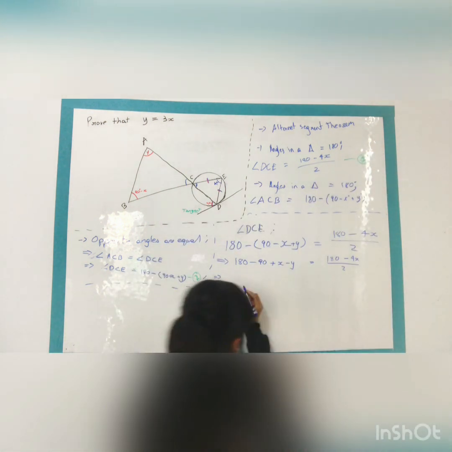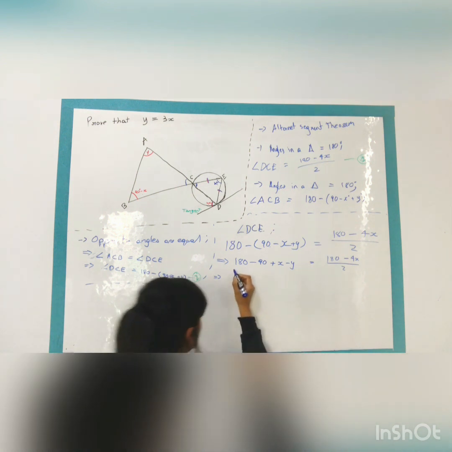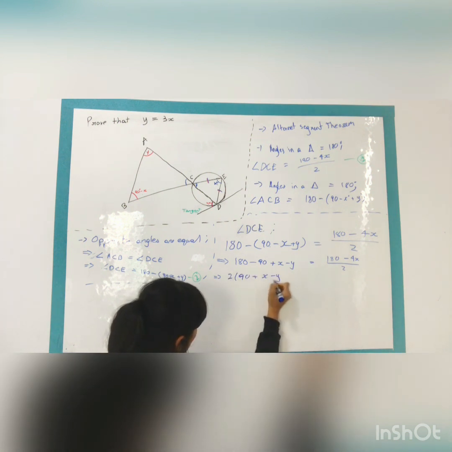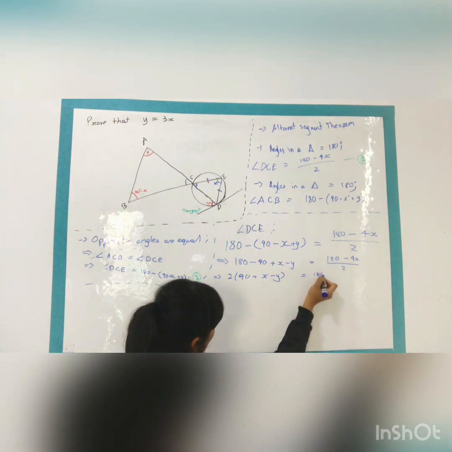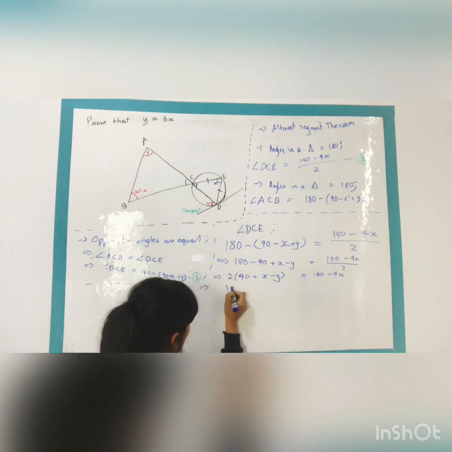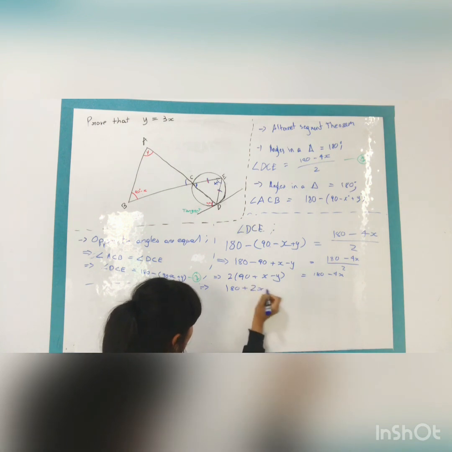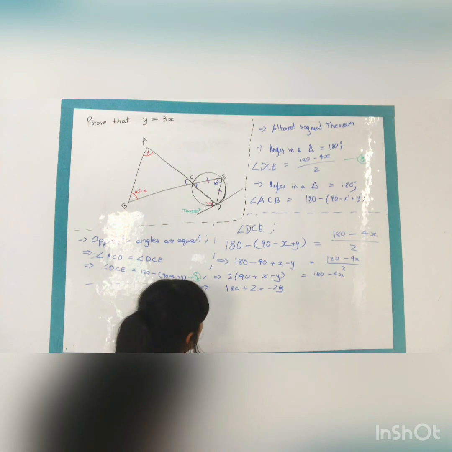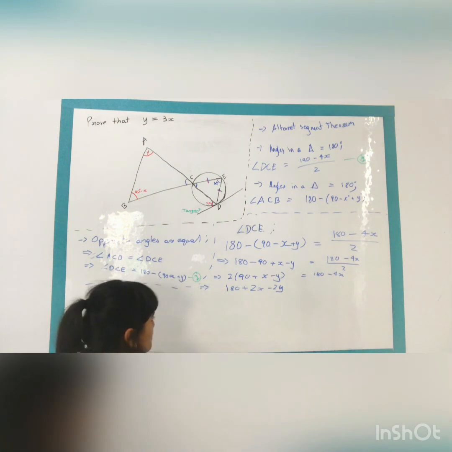Now this implies we do 180 minus 90, which is 90, and then we bring the 2 over to this side, so we get 2 multiplied by 90 plus x minus y is equal to 180 minus 4x. Now this implies, multiply the 2, so we get 180 plus 2x minus 2y, because the 2 comes into the brackets and multiplies with everything.